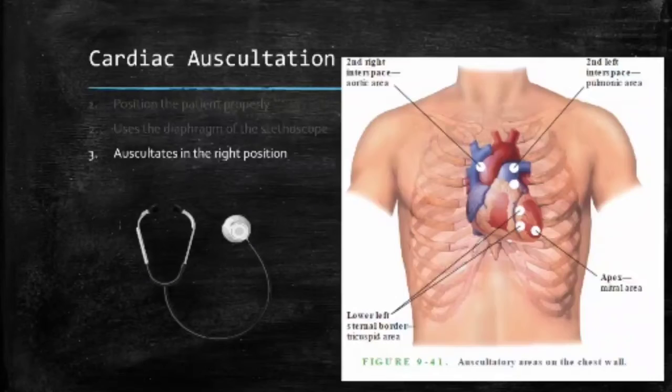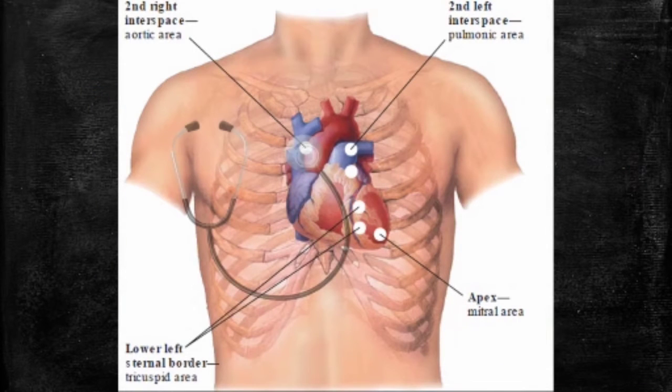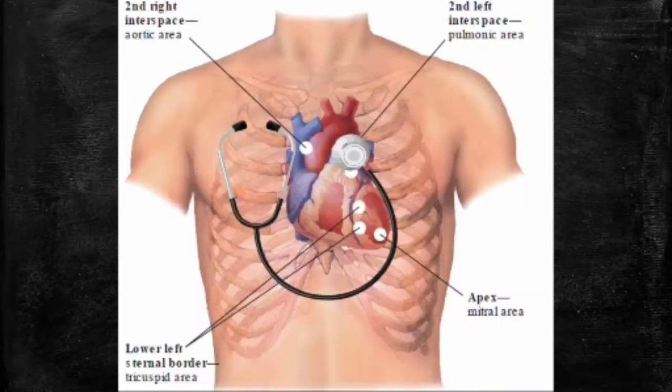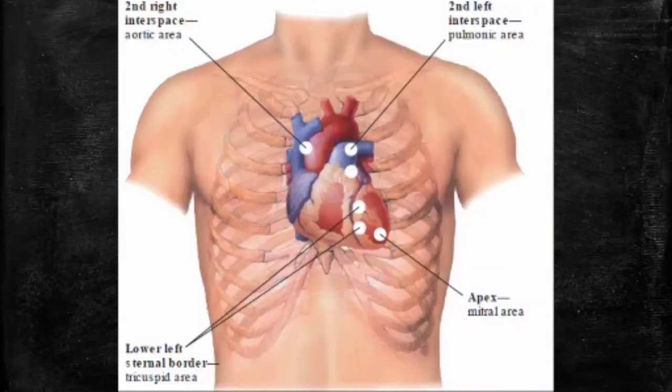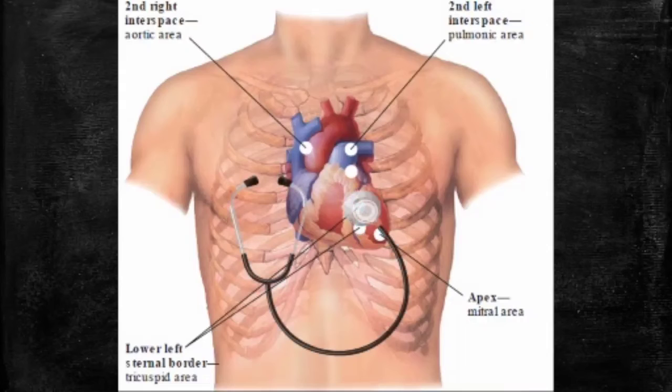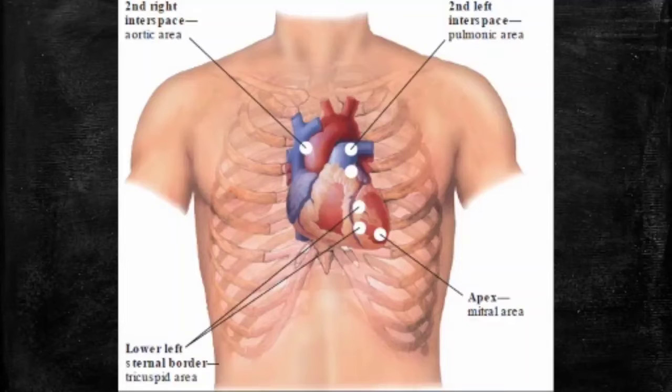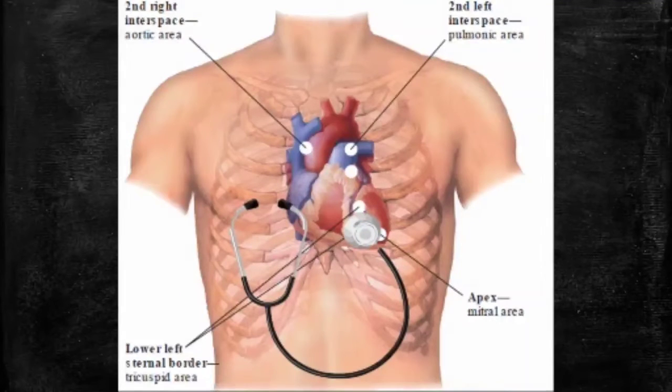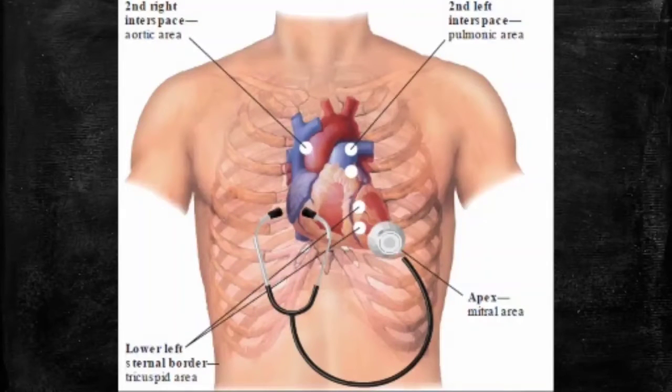Auscultate at these 6 listening areas. First, place your stethoscope at the second right interspace area. Next, at the second left interspace. Third left interspace. Fourth left interspace, lower sternal border. Fifth left interspace, lower sternal border. And sixth, at the apex.